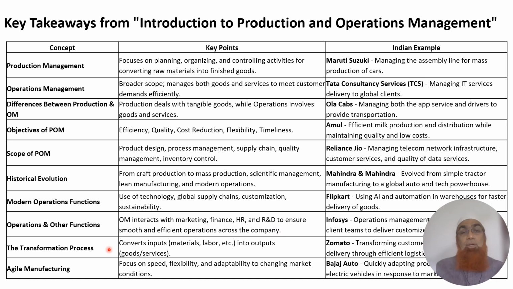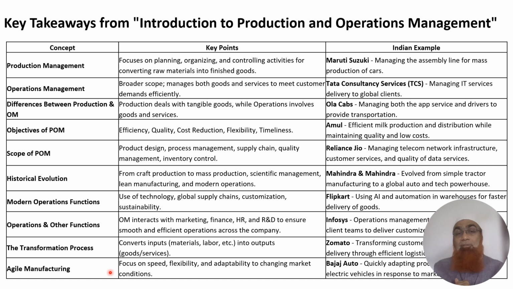The transformation process. What is the transformation process? It converts inputs, which are material, labor, and machine, and gives the output. Using material and labor, it undergoes processing with the machineries and produces an output in goods and services, right? For example, Zomato, food is there but has to be delivered on time. People are delivering on time with the help of the logistics from the restaurant, from the supply, from the riders who actually deliver the product. All these things are there.